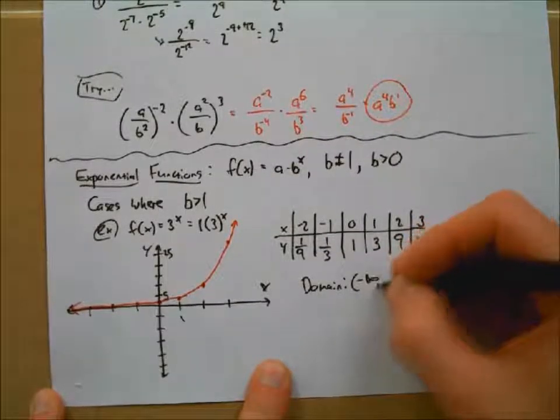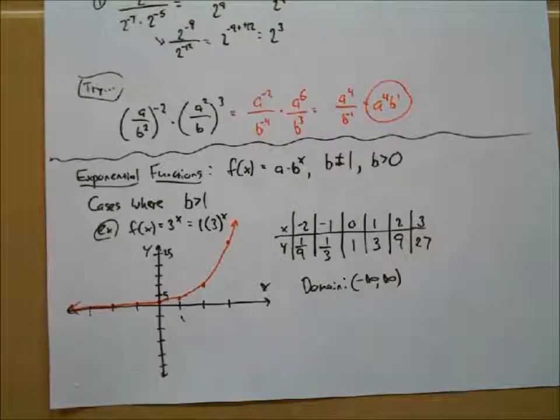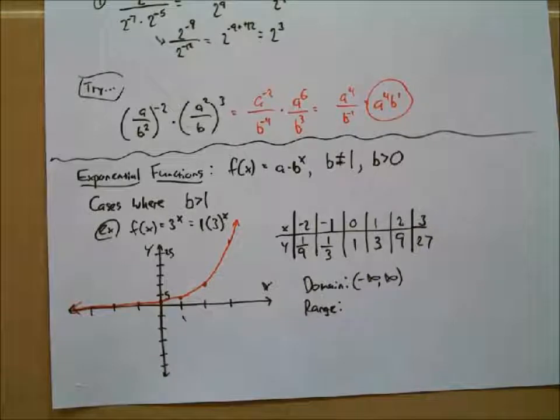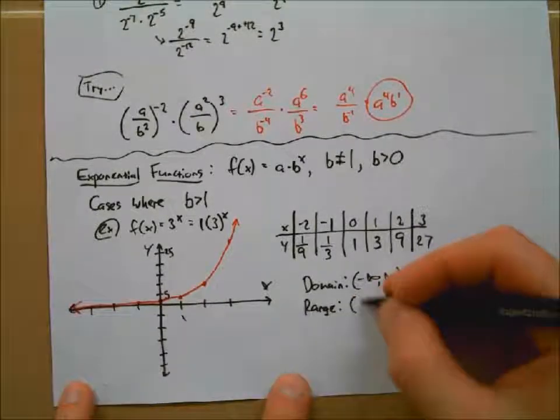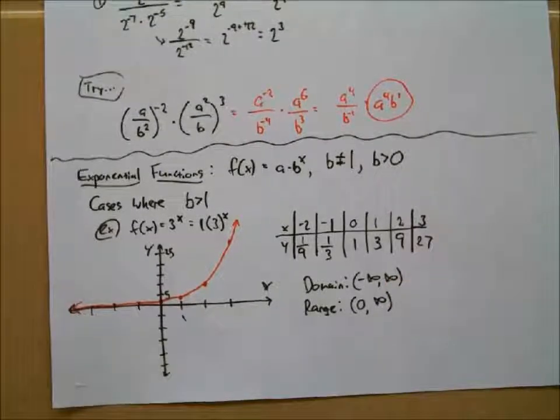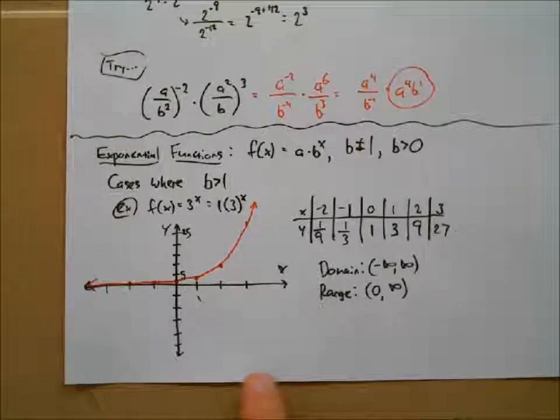Negative infinity to infinity. Okay, very good, or all real numbers if you like. What about its range? What does it look like the range is going to be? So yeah, excluding 0, so 0 to infinity, not including either endpoint, of course. Okay, we'll never actually get to 0. We'll get close to it, but we'll never actually get there.